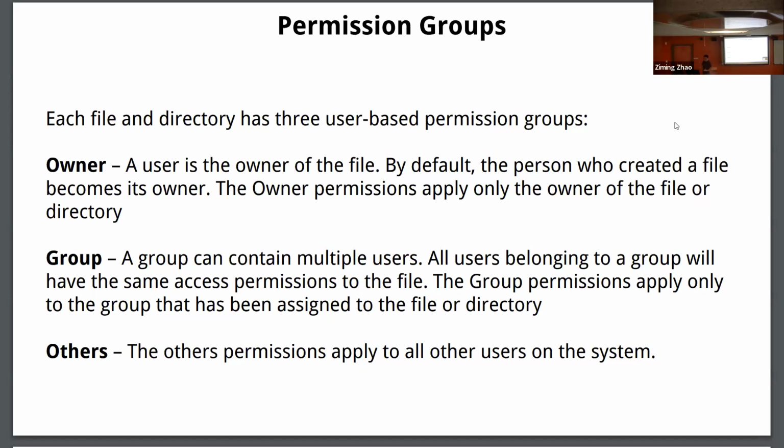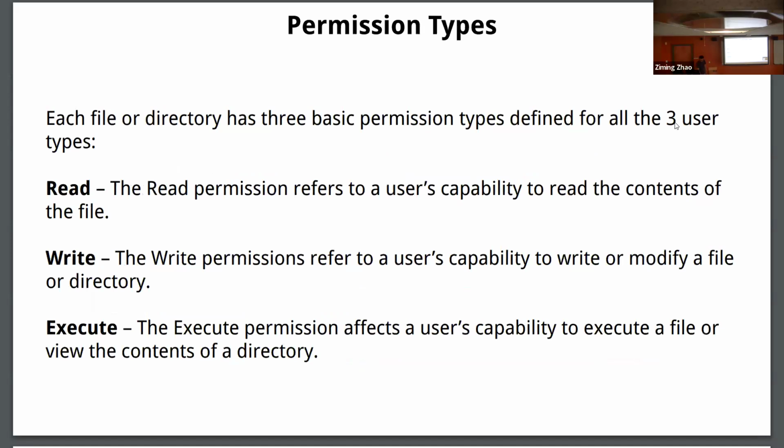Then there is a group. A group can contain multiple users. All users that belong to a group will have the same access permission to the file, and the group permissions apply only to that group. Everyone else on the system has the others permission. Then there are 3 different basic permission types: read, write, and execute.